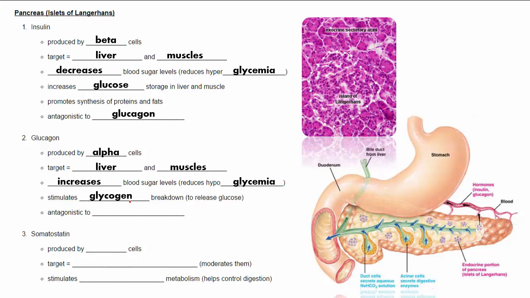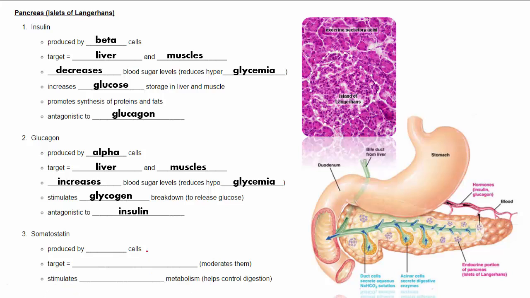So it stimulates glycogen breakdown to release the glucose, and it's, of course, antagonistic to insulin. Now, you can remember glucagon releasing the glucose by the ending here, gone. This is like glucose is gone from the liver or muscles, whereas up here, insulin, glucose goes in. So that's one thing that may help you.